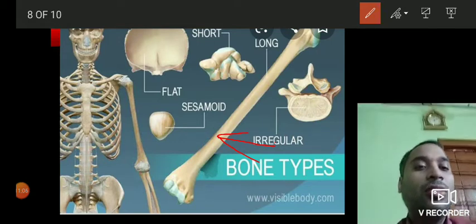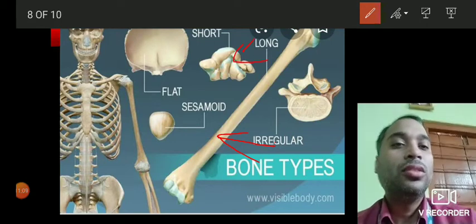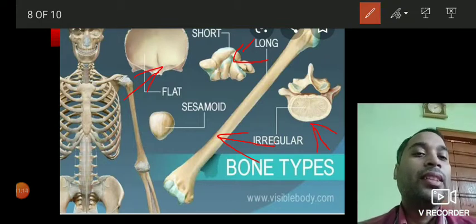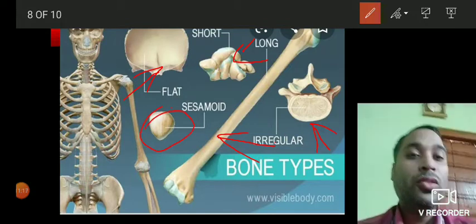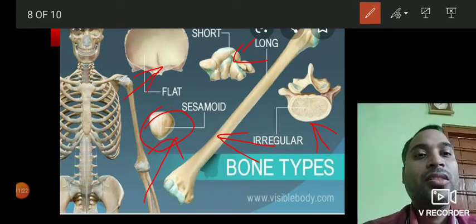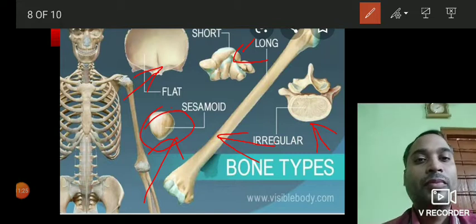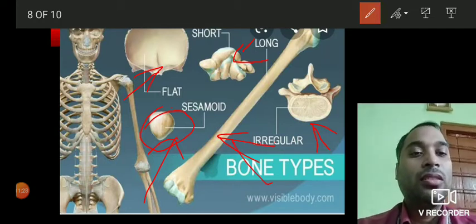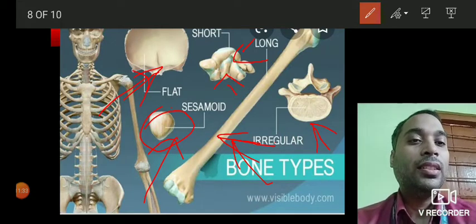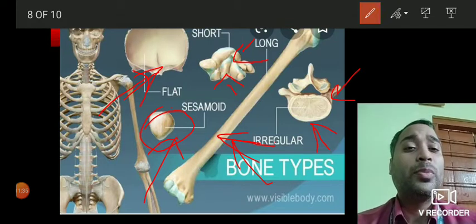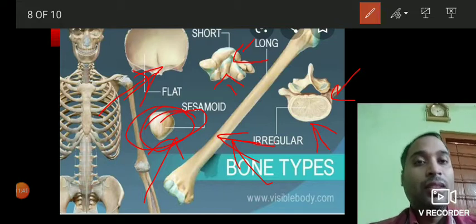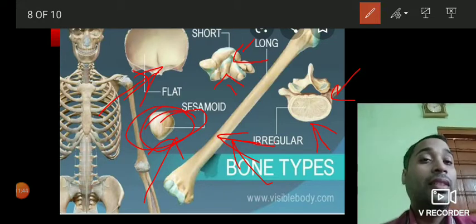So this is the long bone, then this is the short bone, then this is the flat, and this is the irregular. Like I said, there is another special type of bone which may be included here, and this is the sesamoid. So these are the pictures of these different types of bones. Once again, this is long, this is short, this is the flat one, and this is the irregular one. And there is another special type, that is sesamoid. These are present in the tendons.